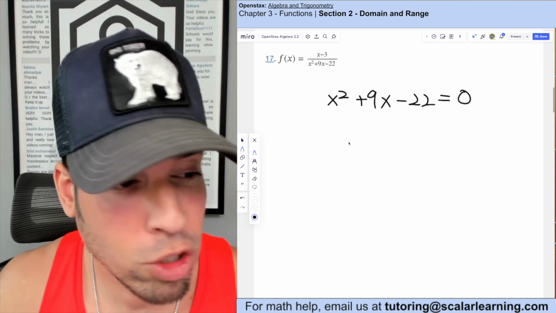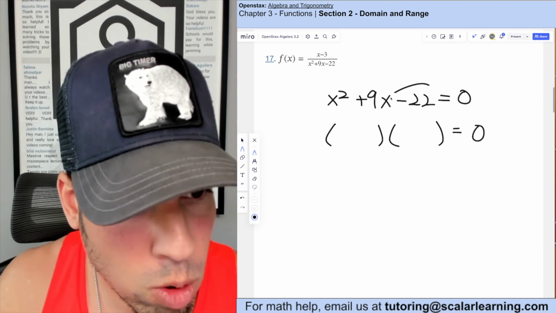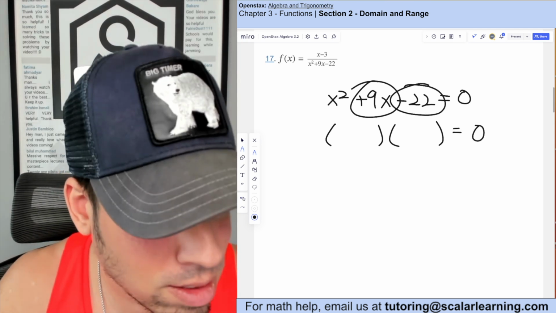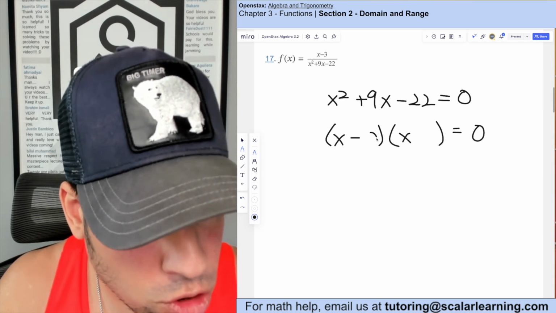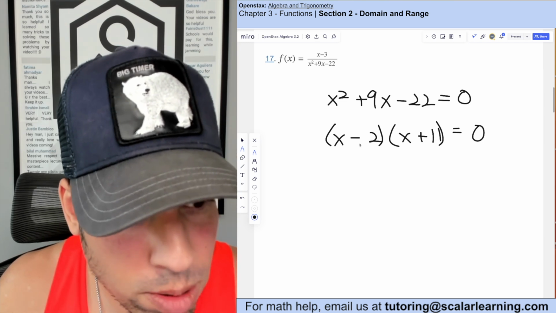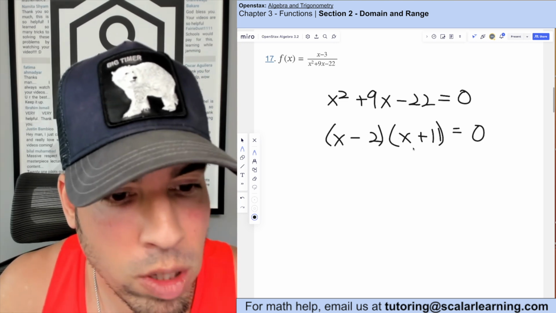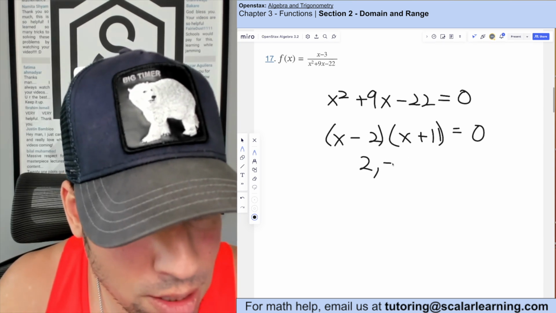Well, of course, it's a quadratic, so let's see if we can factor this guy, right? So what two numbers multiply to negative 22 and add to 9? Well, that would be negative 2 and positive 11, right? They multiply to negative 22. 11 plus negative 2 adds to 9. So what two values are going to get us to 0 here? It's going to be positive 2, negative 11.